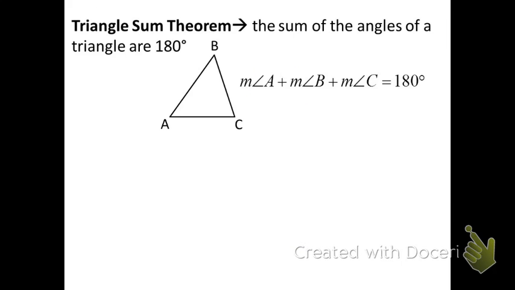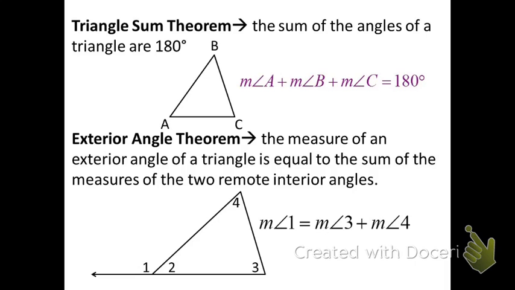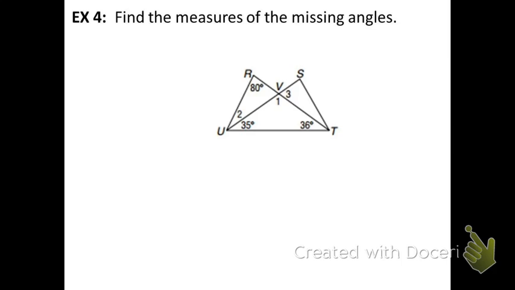Okay, the triangle sum theorem says that if we add all the angles in a triangle, it equals 180 degrees. So if I knew two of them, say this was 40 and this was 70, then I could find C there by adding those two and subtracting from 180. The exterior angles theorem, we talked about this last week, says that the measure of an exterior angle, so outside the triangle, is equal to the sum, meaning we're going to add them, of the two remote interior angles. So the angles that are not next to 1, we're going to add those, and that should equal 1. We're going to use those ideas on example 4.